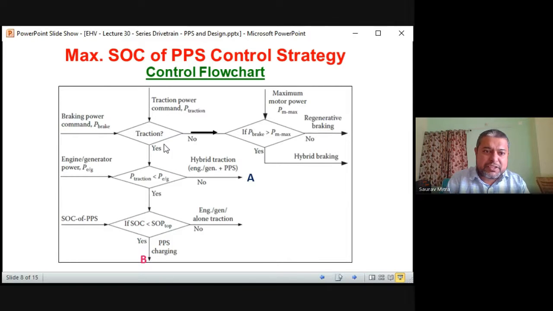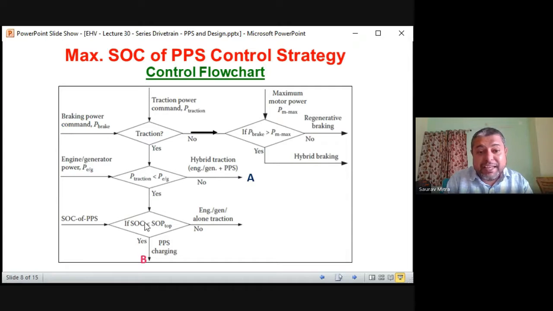Okay, so first, whether traction or brake, it is traction. Then whether engine power is greater than traction or less than traction. So we find engine power is less than traction power. That means extra power has to come from PPS. This is case A. Second, yes, that means engine power is greater than traction power. That means the engine will do two things: it will give power to the traction, and traction power is less than engine power, and SOC is also less than SOC top. So in this case, EG will do two things. It will drive the vehicle as well as charge the PPS. So this is case B.